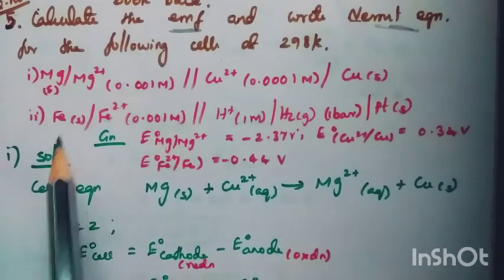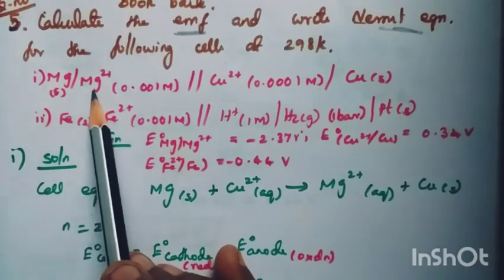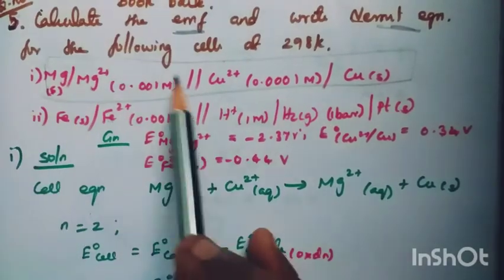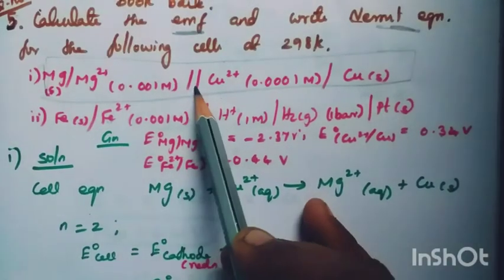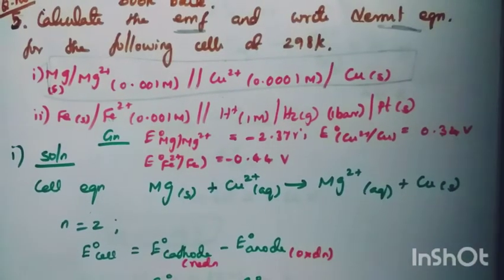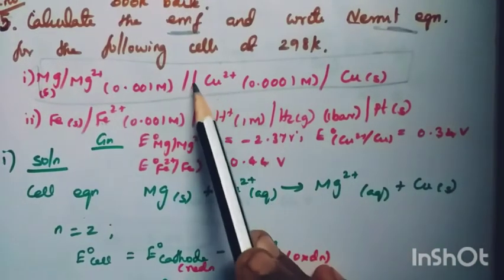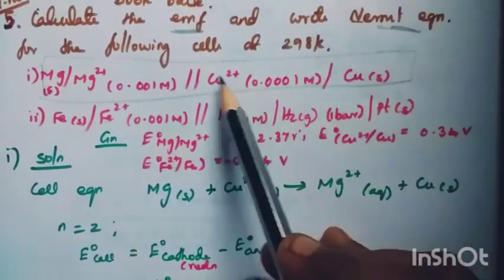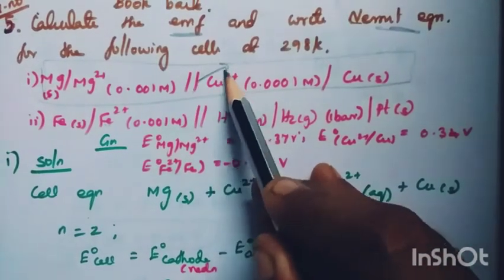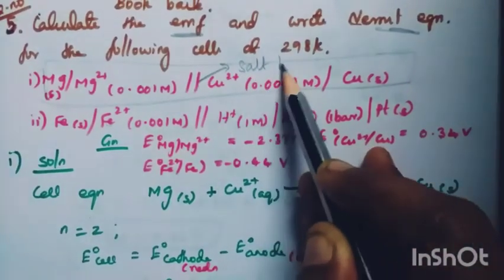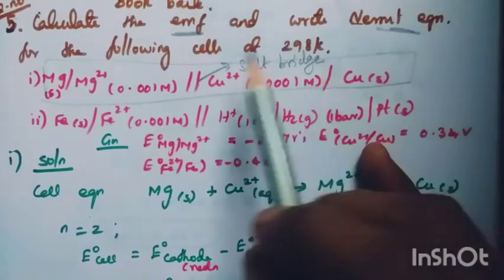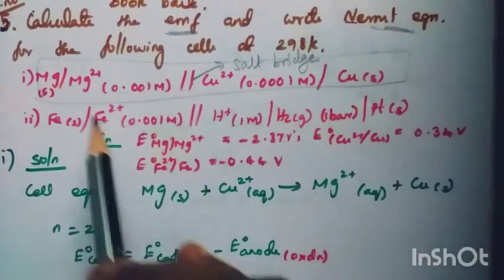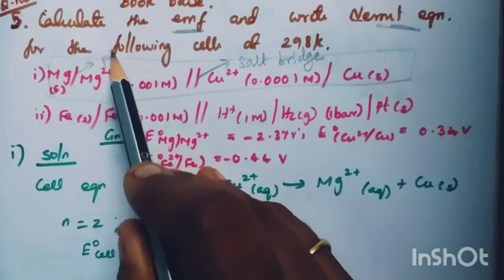What is given in the first equation? First we have to understand Mg2 plus. That means this is the overall cell reaction, no? This double vertical line is called a salt bridge, which separates one half cell from another half cell. What is this double straight line called? A salt bridge, which separates one half cell from another half cell, and this single vertical line is called a phase boundary.